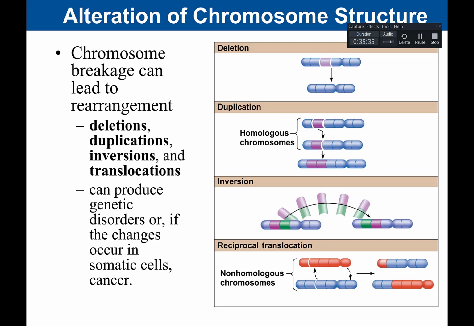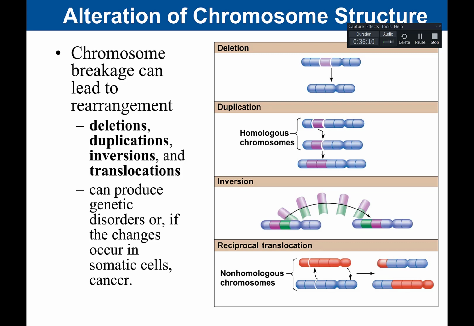And so what that means is that you get crossing over between non-homologous chromosomes. Remember that crossing over should occur between homologous chromosomes, but it could happen that you get crossing over between non-homologous chromosomes. And if that happens, notice what happens to your chromosomes. They end up being not the same. So this can produce genetic disorders or changes. The somatic cells could lead to cancer.